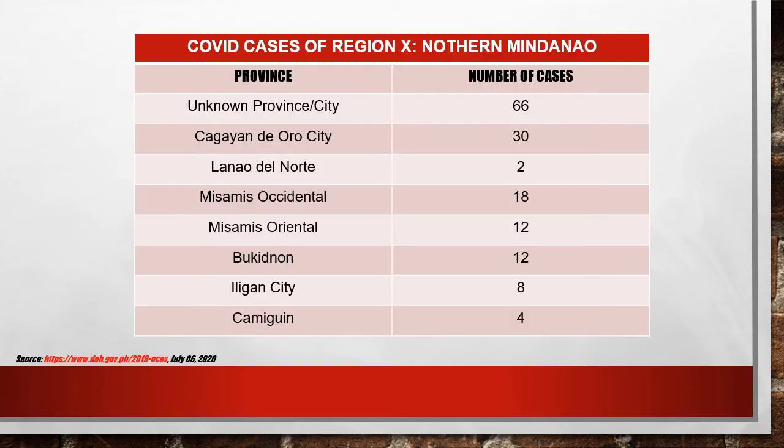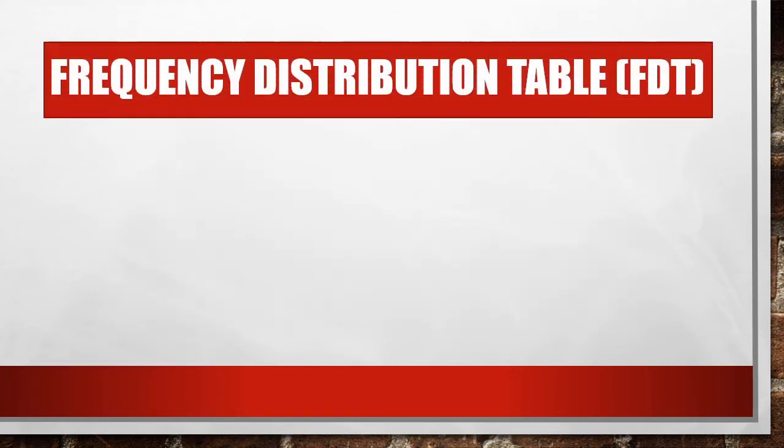This is an example of a table. The data are arranged systematically in two columns. The first column shows the provinces of Region 10, and the second column shows the number of COVID cases for each province. The title of the table, COVID cases of Region 10, Northern Mindanao, clearly states what the table is all about. Now, let's define what is a frequency distribution table.